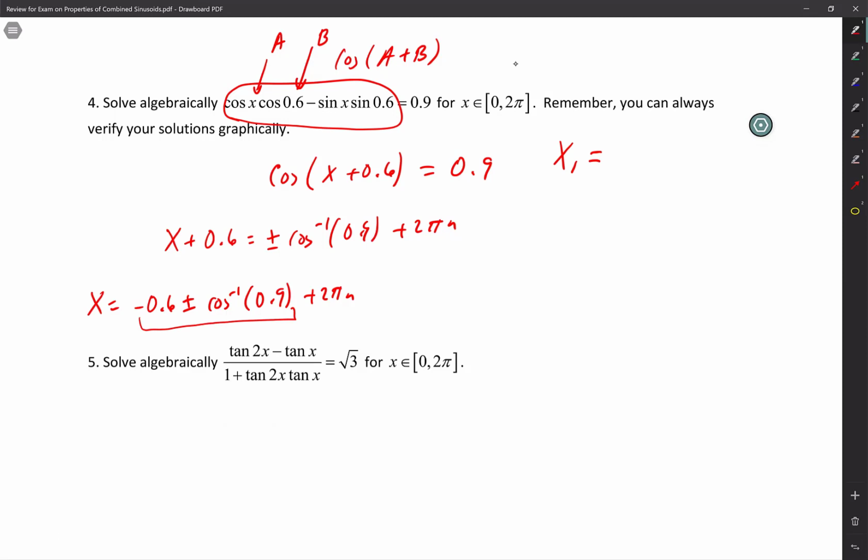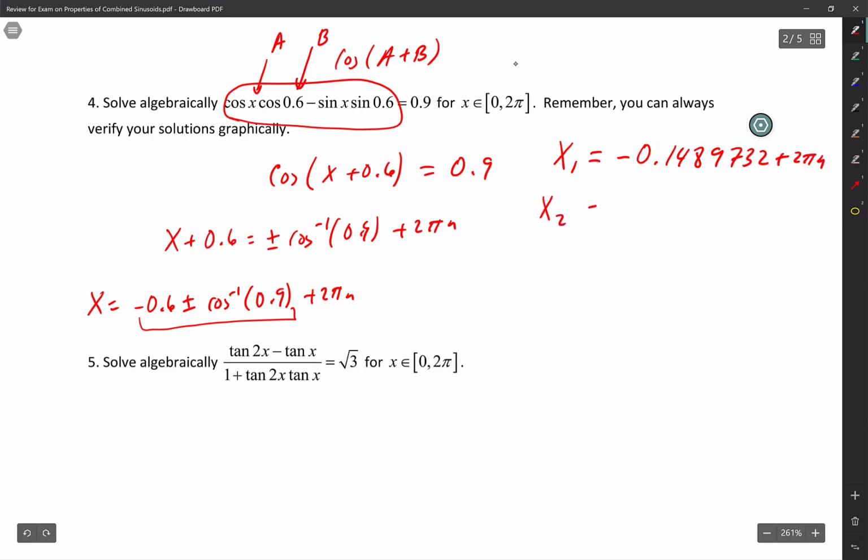So I have my calculator right here. Usually if this were class, I would show you decimals, guys, but I'm just going to type it in so we can make this fast. Negative 0.6 plus arc cosine of 0.9. And let me know if I get something wrong here. This is in radians. So negative 0.1489732 plus 2 pi n.